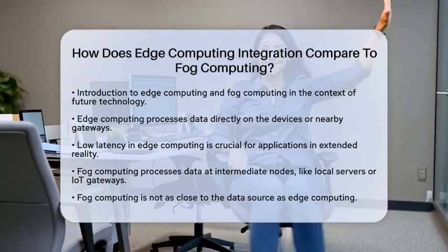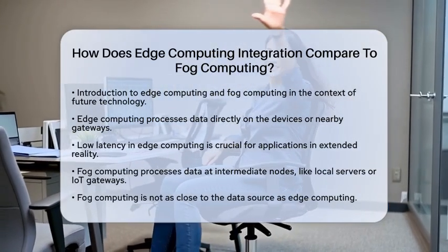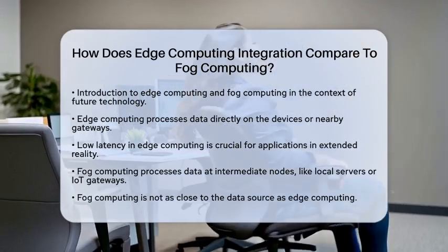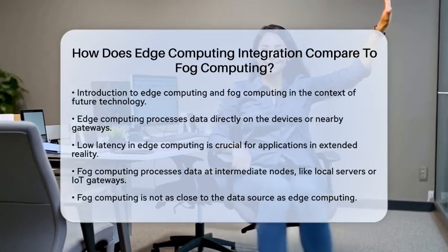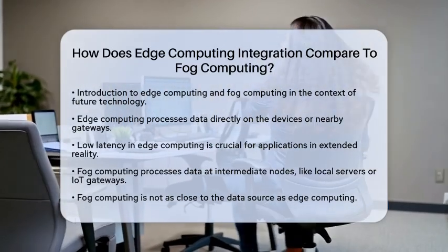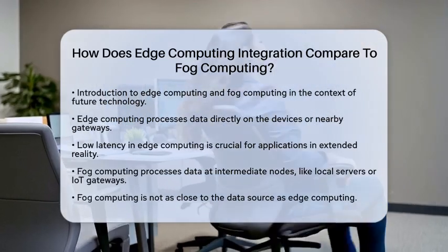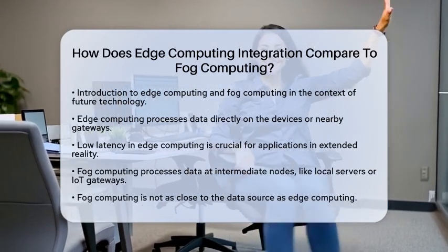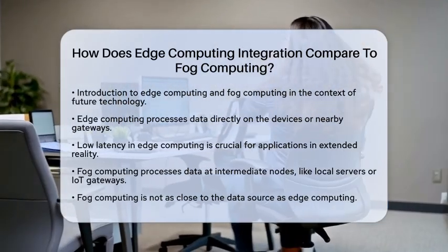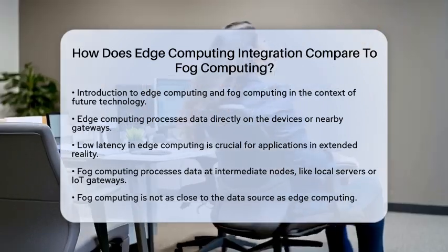Let's break it down. First, let's look at where data processing happens. Edge computing processes data right on the devices that create it, or on nearby gateway devices. This means that data does not have to travel far, allowing for real-time analytics with very low latency. This is especially important for applications in extended reality, where every millisecond counts for a smooth user experience.